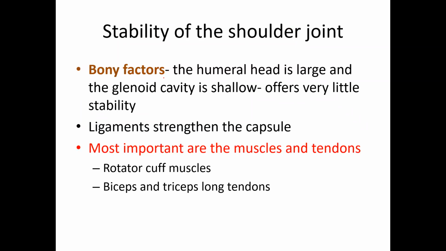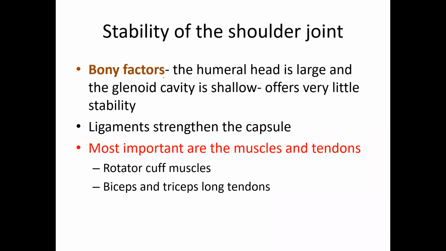Right, so from that, we'll take the shoulder as an example. And what are the bony factors? The thing about the shoulder is that the humeral head, the head of the humerus, is very large, right? Quite large. It is not a complete sphere. It's about 3/4 of a sphere. However, the glenoid cavity on the side of the scapula is quite shallow, right? So if you look at the glenoid cavity, you will see that it is quite shallow.